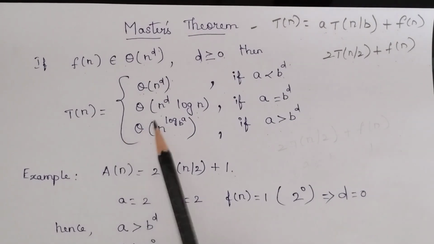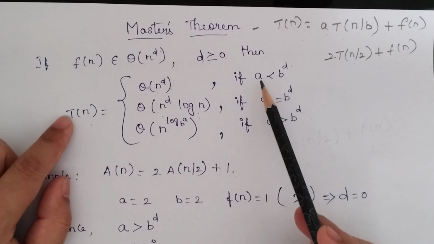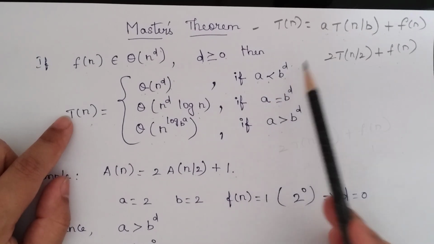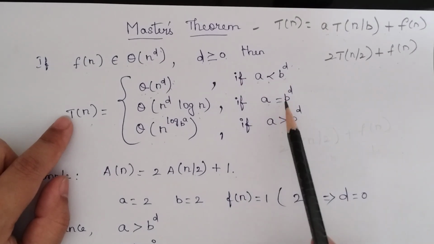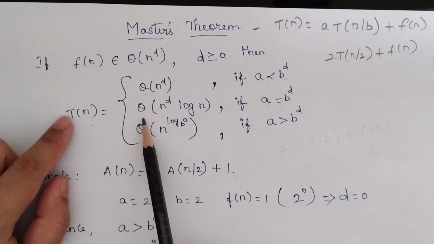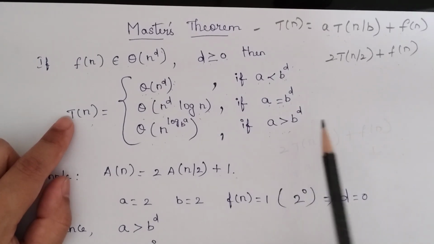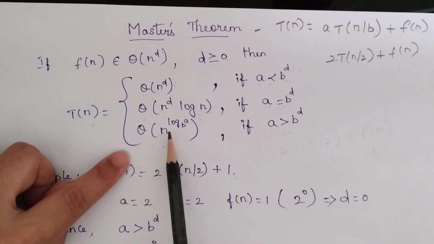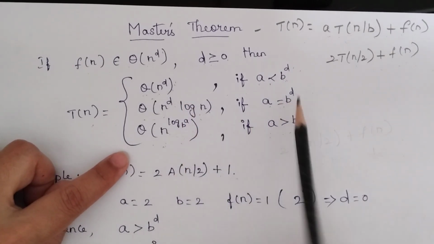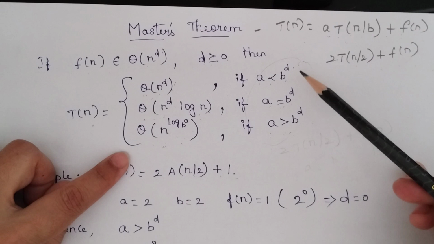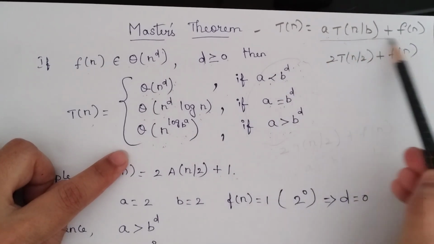And coming to the cases here, you can see there are three cases to find the time complexity. The first case: when a is lesser than b power d, then the time complexity would be theta of n power d. And coming to the next case, a is equal to b power d, then the time complexity is theta of n power d log n. And again, a is greater than b power d, then the time complexity would be n power log base b a. Right? So these three are the cases. By checking this condition, we are going to finalize the time complexity of the particular algorithm, when it is in this format.